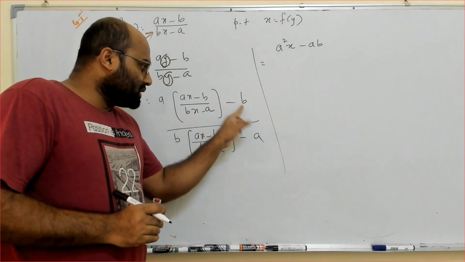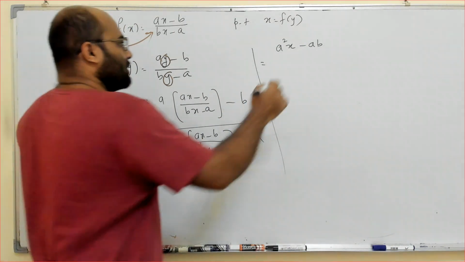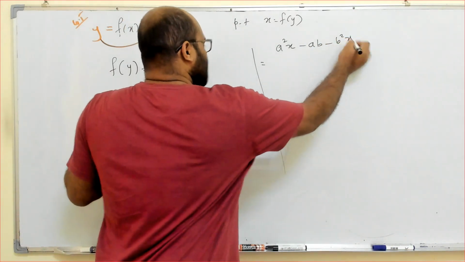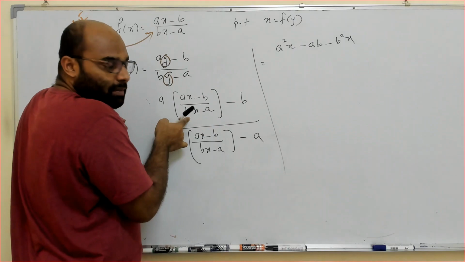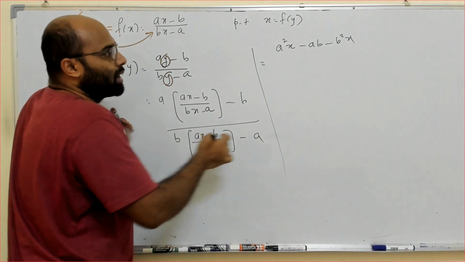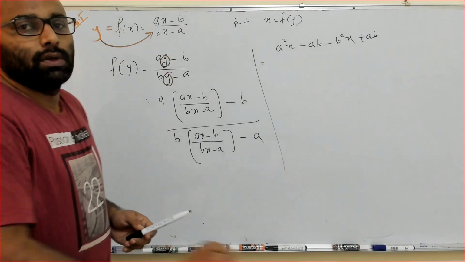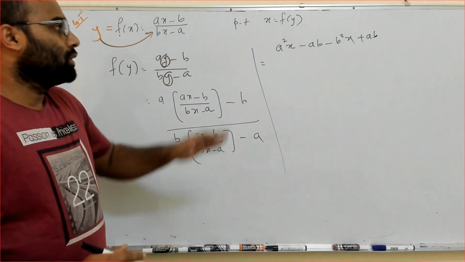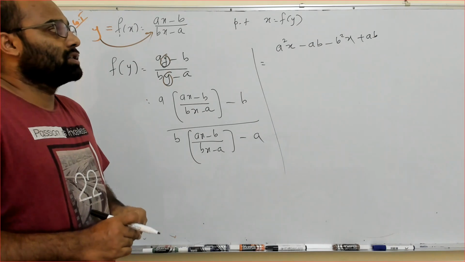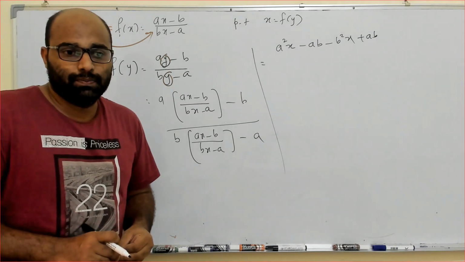Here minus b is there and here. So minus b into this will be minus b square x. Is it? Minus b into bx is minus b square x. Minus b into minus a is what? Plus ab. So we wrote a square x minus ab minus b square x plus ab.